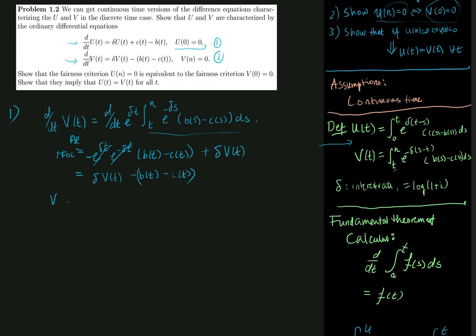Now, for v of n equals 0, well, again, we note that if I plug in n in t's place here, then I just get the integral from n to n. And no matter what the innards are here, it's just equal to 0. So that one is also done.